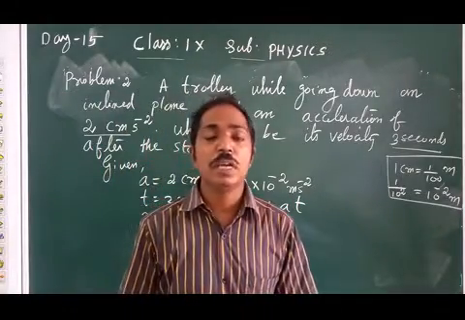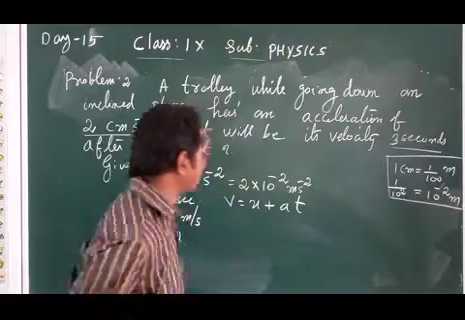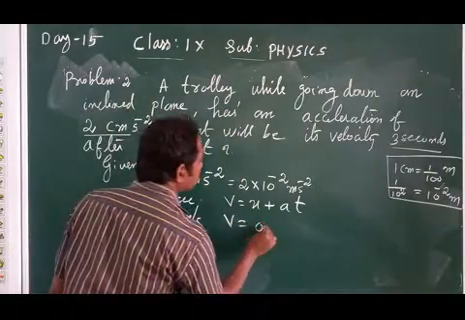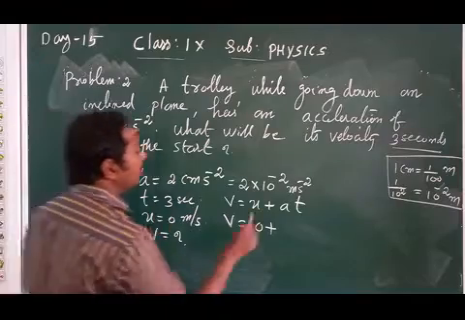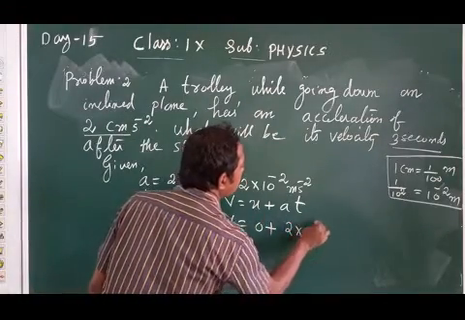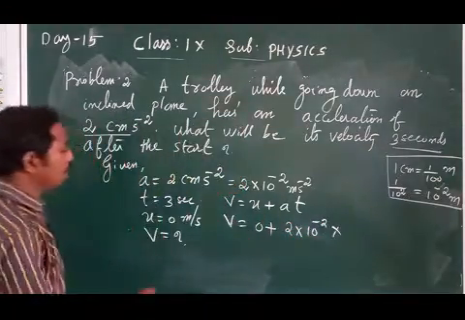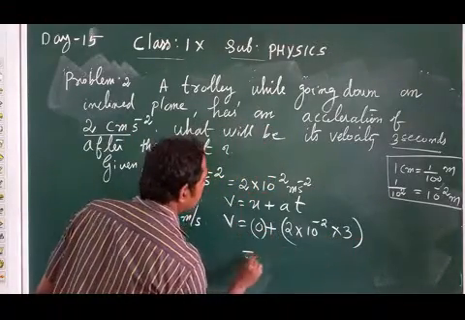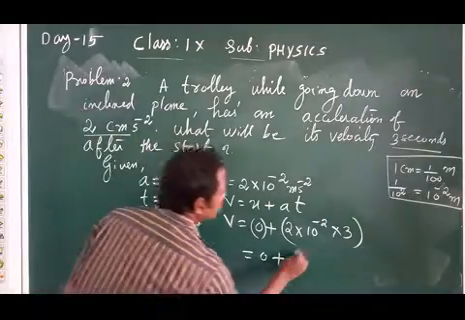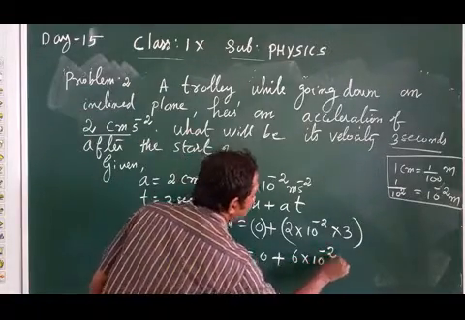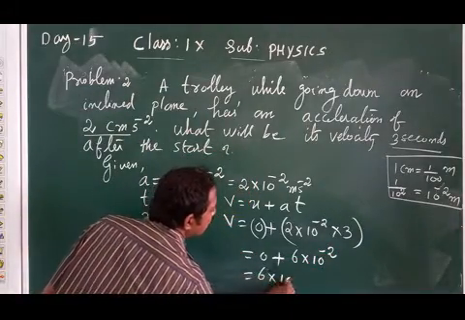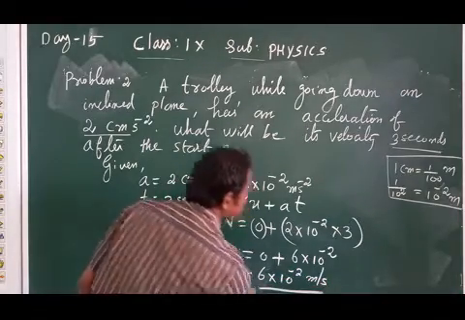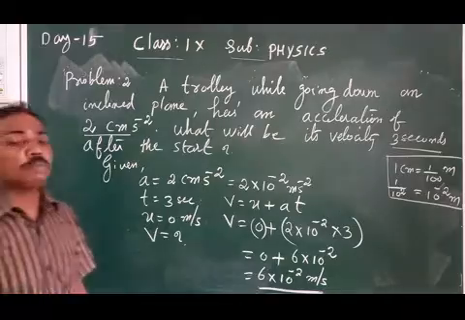First equation of motion. V equal to U plus AT. U will be 0. 0 plus A, which is 2 into 10 raised to minus 2, into 3 seconds. 0 plus 6 into 10 raised to minus 2. So our answer is 6 into 10 raised to minus 2 meter per second.